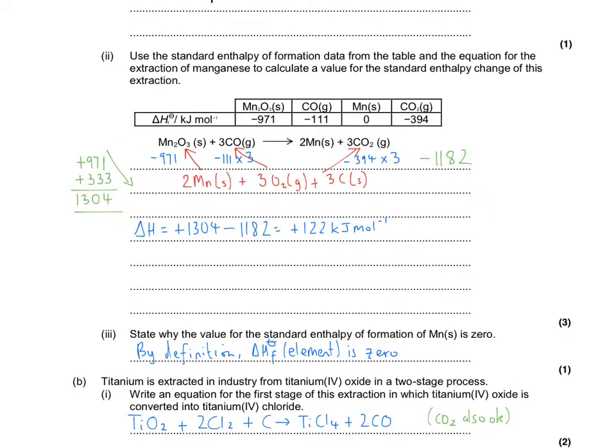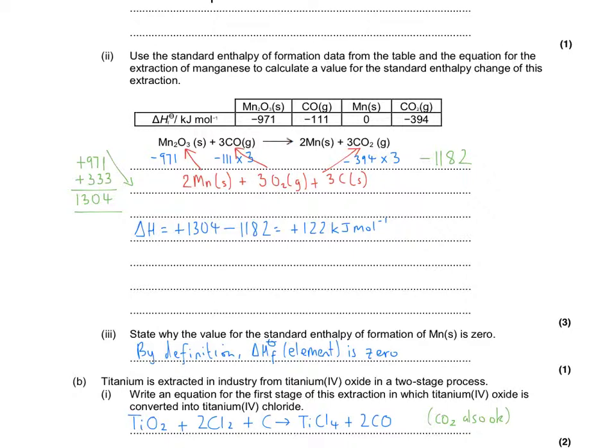data. Delta HF data means the enthalpy of formation of compounds data, which means you need the elements at the bottom of the cycle. The arrows move upwards towards the compounds, and the corresponding enthalpy changes are listed in the table. So the enthalpy change of formation of manganese oxide is minus 971 kilojoules per mole.